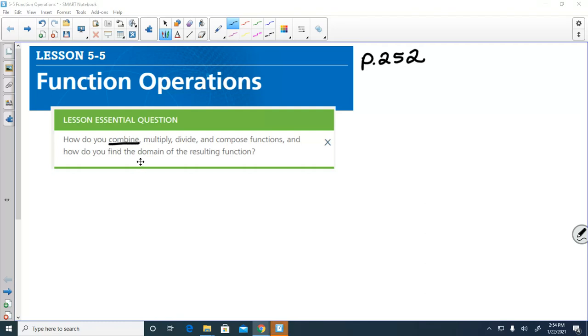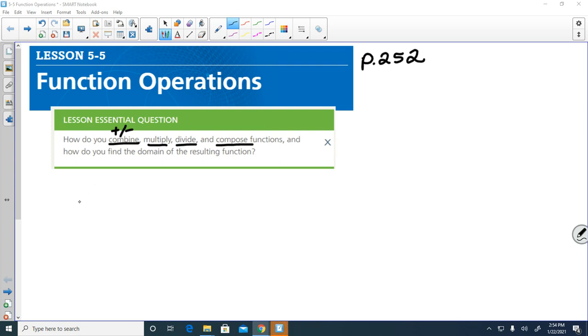So we'll add and subtract functions, we'll multiply functions, we'll divide functions, and we'll also do something called composing functions, which means you put separate functions together. So you take functions, put them together, make them as one.